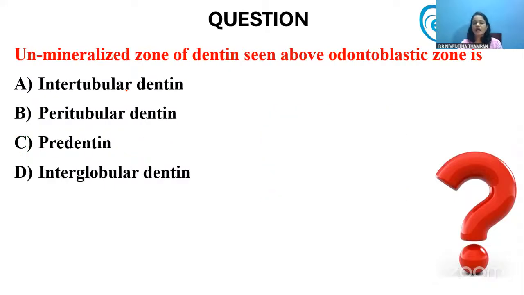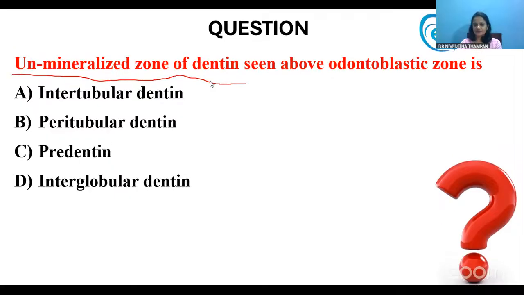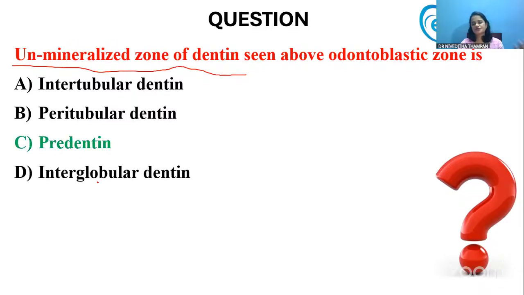Next question. The unmineralized zone of dentin seen above the odontoblastic zone is called what? Above the odontoblast layer, what is it called? Yes, doctors, all are right. It is this unmineralized, first formed or newly laid dentin above the odontoblast layer that is called the predentin.